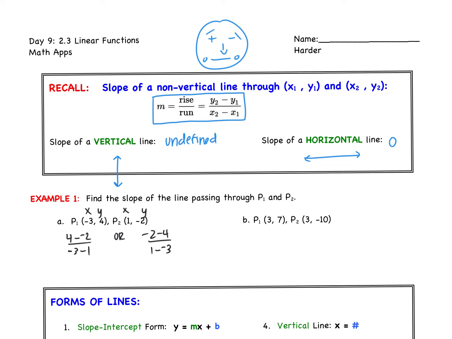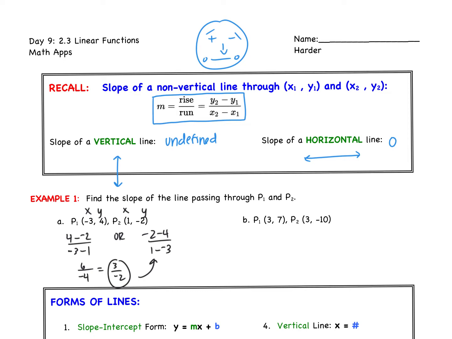And these will simplify to the same number. On the left side, 4 minus negative 2 gives us 6. Negative 3 minus 1 gives us negative 4, which simplifies to 3 over negative 2. If we simplified the other fraction, we would get the same number. So that's the first one.